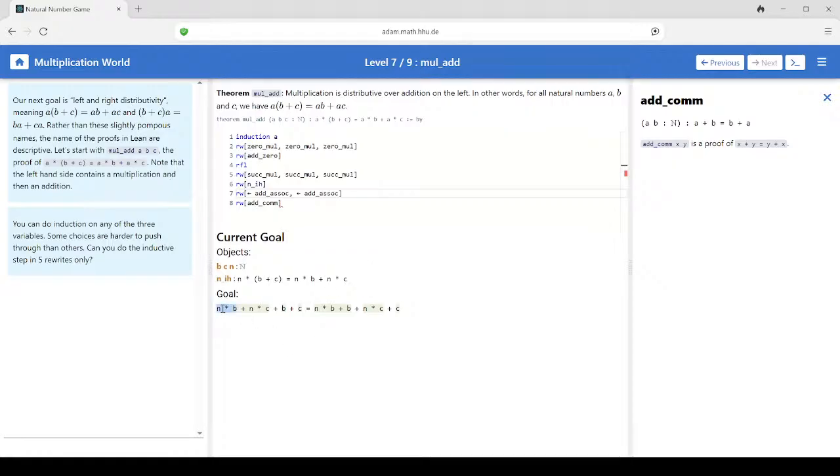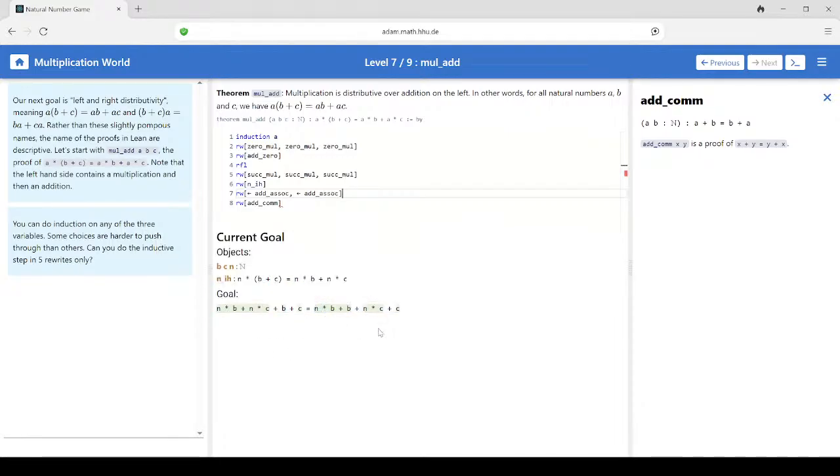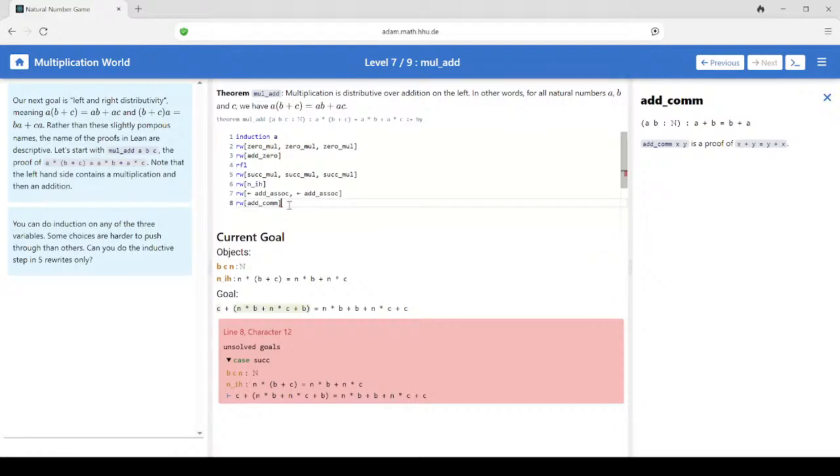We're so close. We have n times b. We have the same things on both sides. They're just not in the right order. We have n times b, n times b, n times c, n times c, c, c, and b, and b. I just need to move them around.